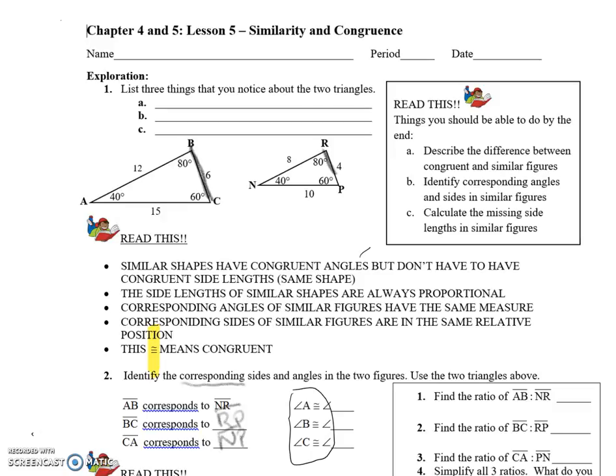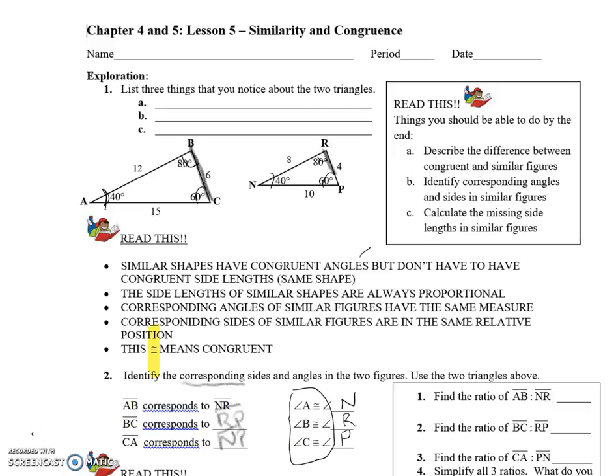And then for angles, angle A is this one. It corresponds to angle N. Angle B corresponds to angle R. And you'll notice that corresponding angles should have the same measure. If they don't have the same measure, the shape is not similar.